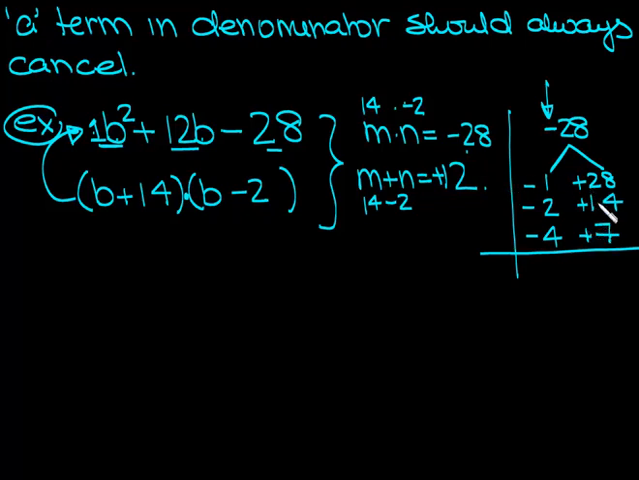Now look at all of these pairs. Look at the one that gives you positive 12. It's negative 2 plus 14 that gives you positive 12. That's how I found those two numbers.